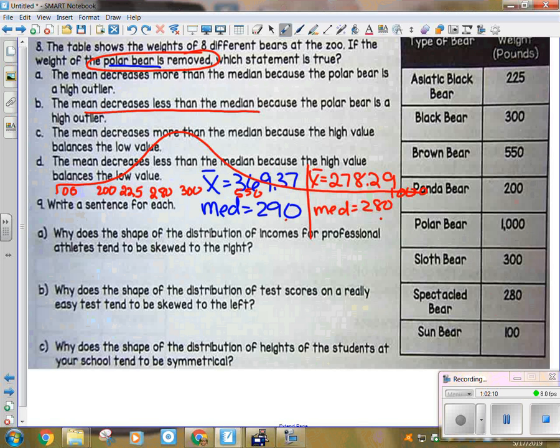The mean decreased more than the median because the high value balances the low value. It doesn't balance it at all. It's way too high. The mean decreases less than the median. It did not decrease less than the median. So the best one is A. Best one is A. Just trying to talk you through it just so you understand how we got that answer.